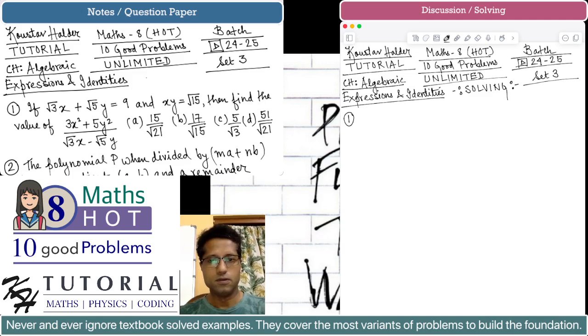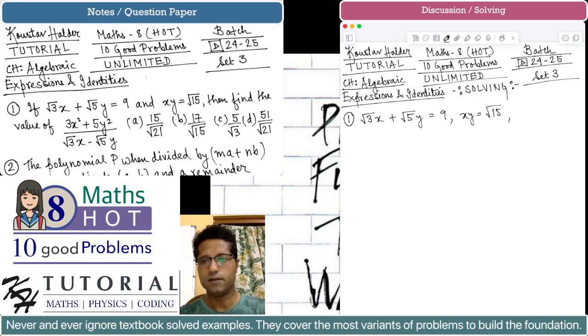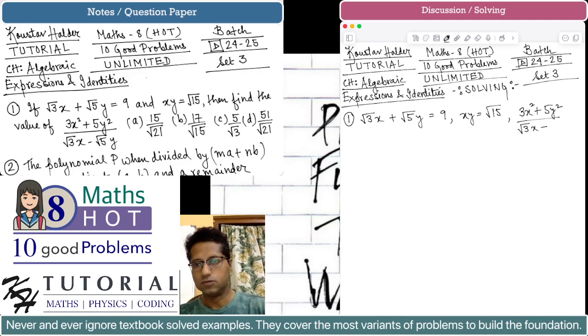Okay, so the first problem says root 3 into x plus root 5 into y is given as 9, and also it is given xy is equal to root 15. Then we have to find the value of the expression (3x square plus 5y square) divided by (root 3x minus root 5y).